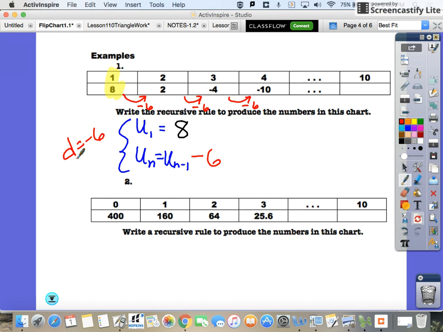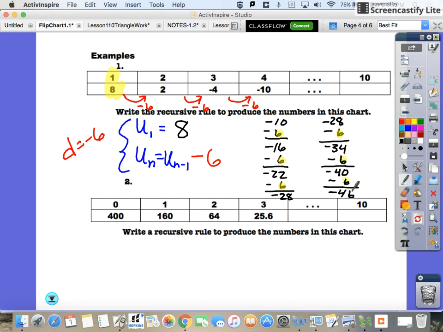Then to find the 10th term, the fourth term is negative 10. So we would do negative 10 minus 6 is negative 16. Minus 6 is negative 22. So we're at 4, 5, 6. Minus 6 is negative 28. Minus 6 is negative 34. So we're at 4, 5, 6, 7, 8, 9, 10. We need to do 2 more. So minus 6 is negative 40. Minus 6 is negative 46.